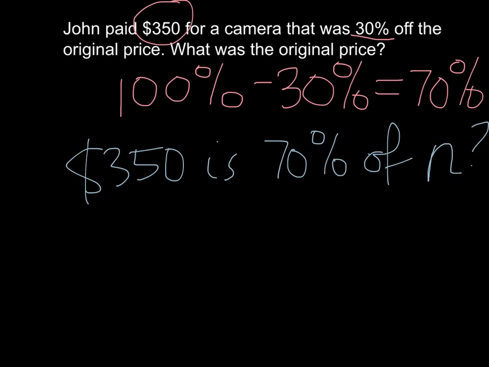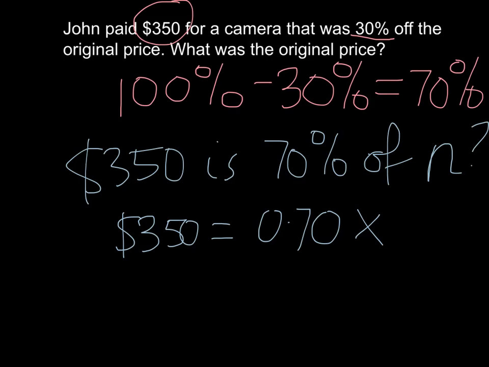If we turn this into an equation, that is going to be $350 equals... now 70%, it's going to be easier in this case to work with a decimal, so I'm going to change 70% into a decimal as 0.7. I'm going to make it 0.70 so you can see the connection. Of is the same as times by n, because it's 70% of n, which was the original price.